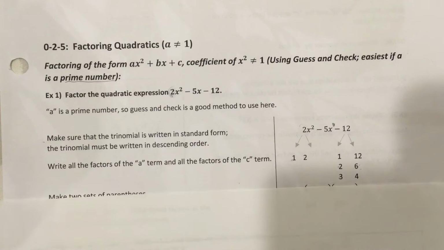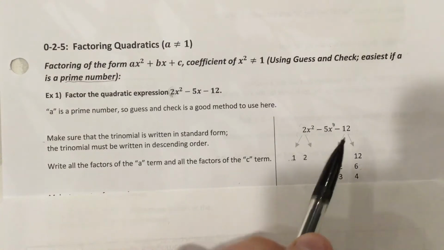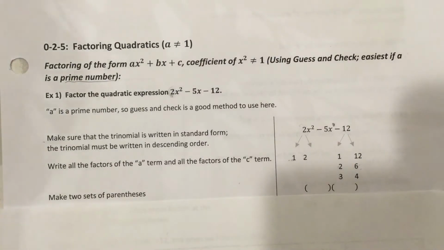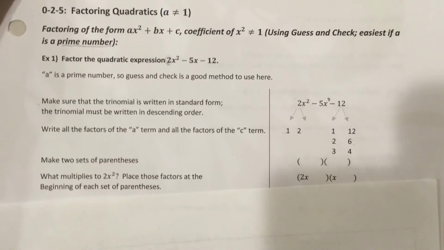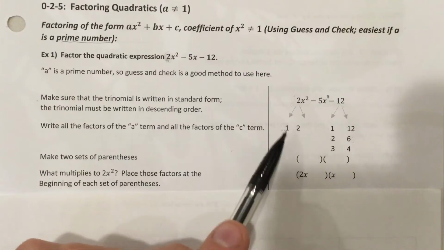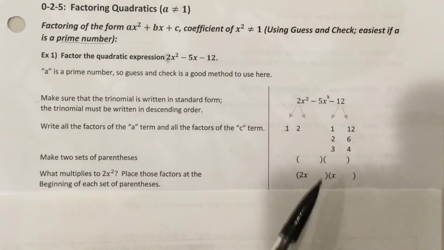Then you're going to write your factors of the first term, the a. So the only thing that multiplies to 2 are 1 and 2. And the c, the negative 12. So 1 and 12, 2 and 6, 3 and 4. From there, you're doing reverse of FOIL. So you make two sets of parentheses. And again, the reason why guessing and checking is easy here is because you only have one option for the a. The only thing that multiplies to 2x squared are 2x and x. That's how you can get 2x squared.